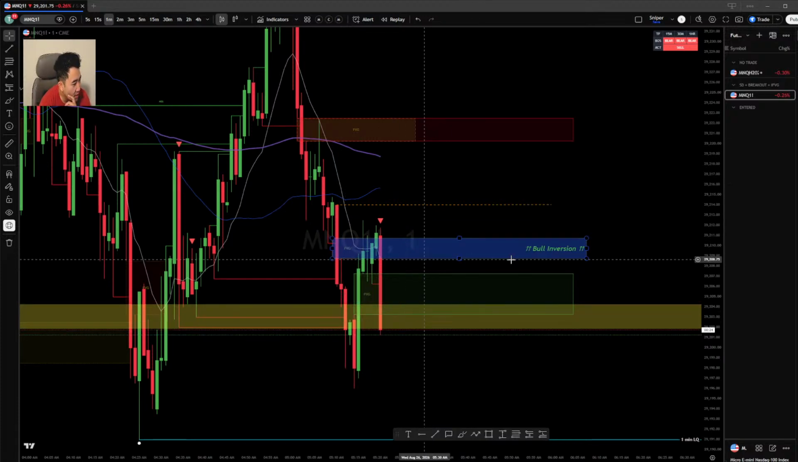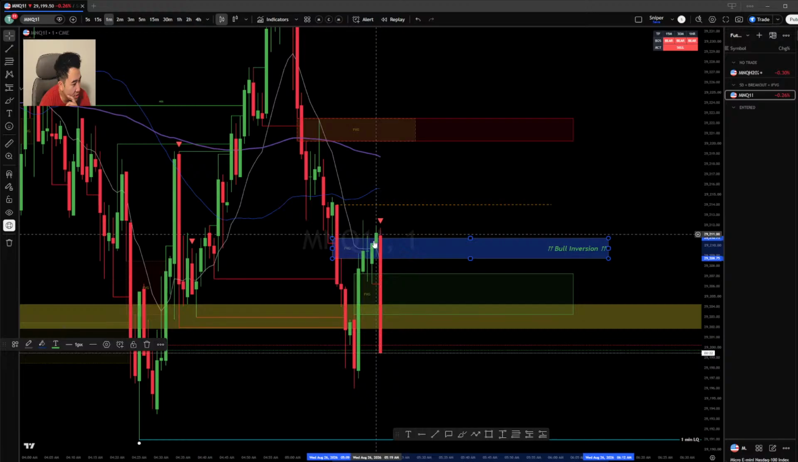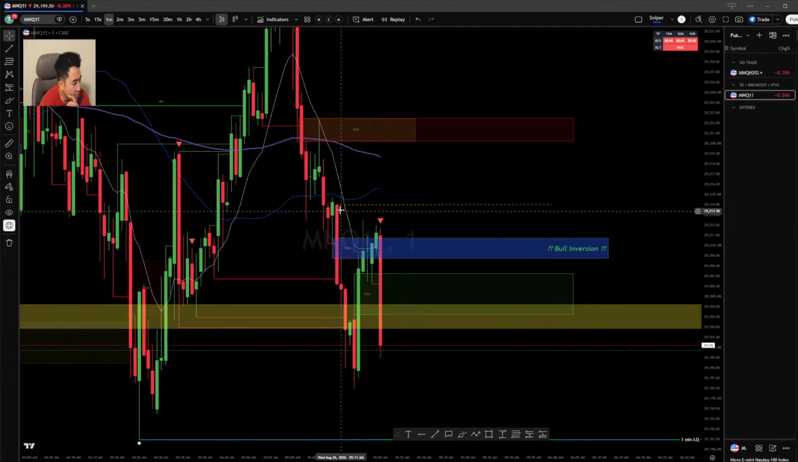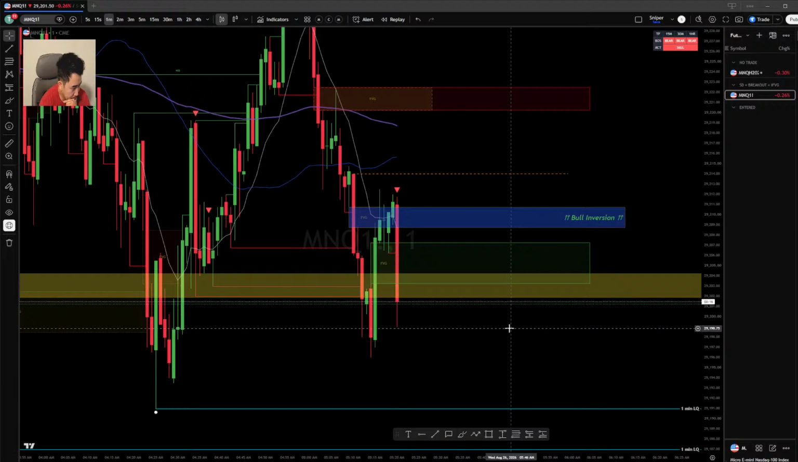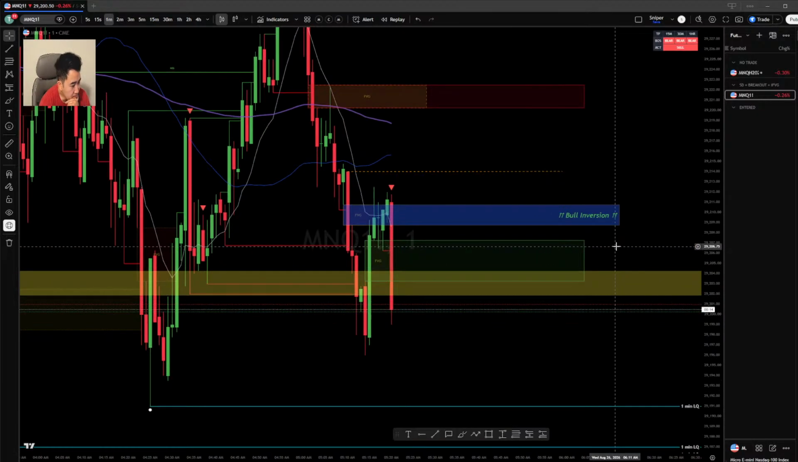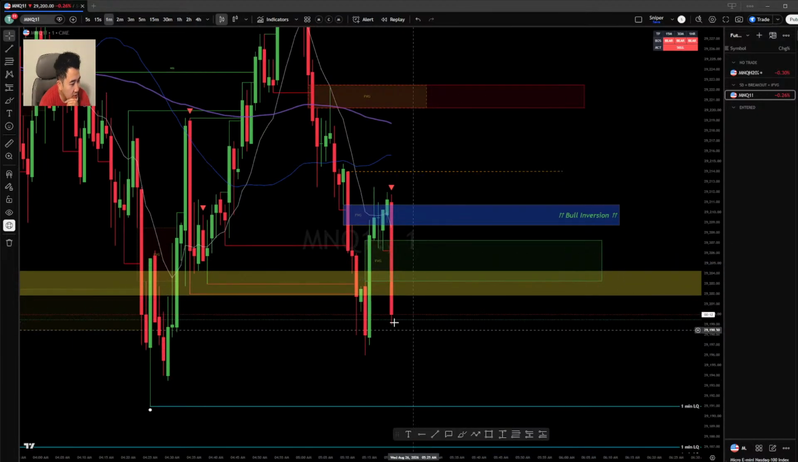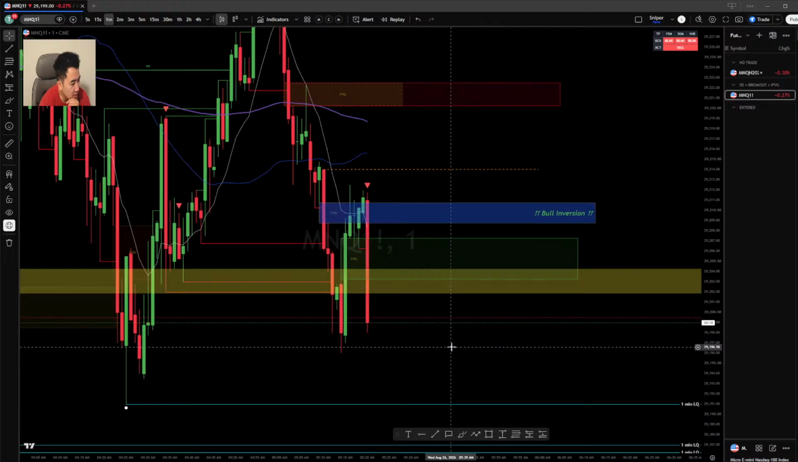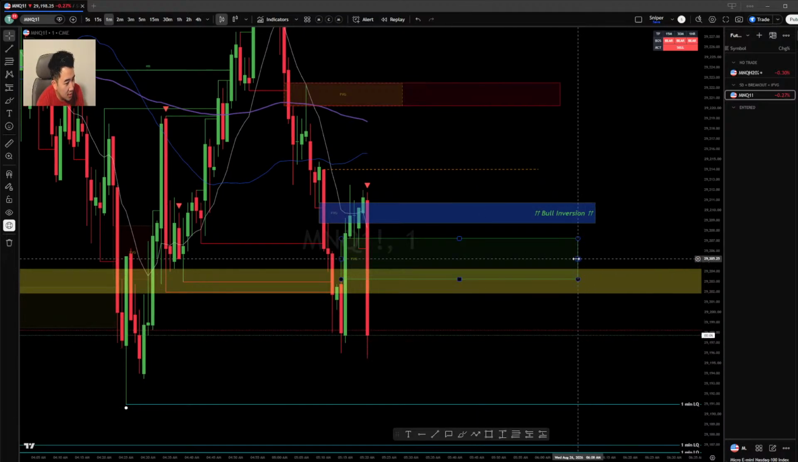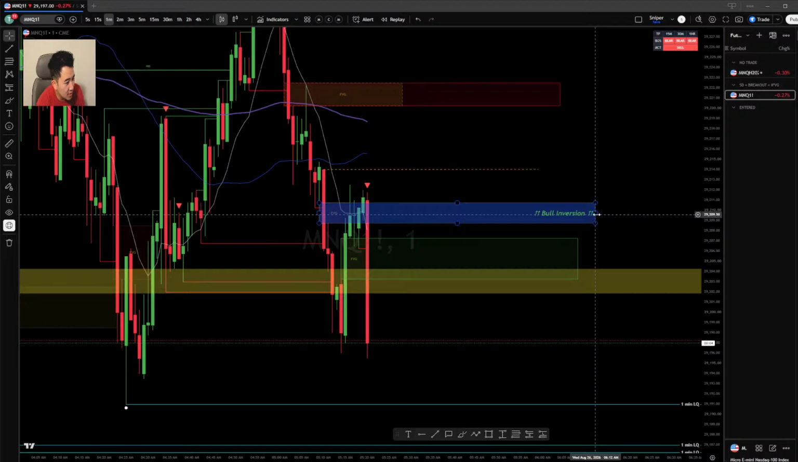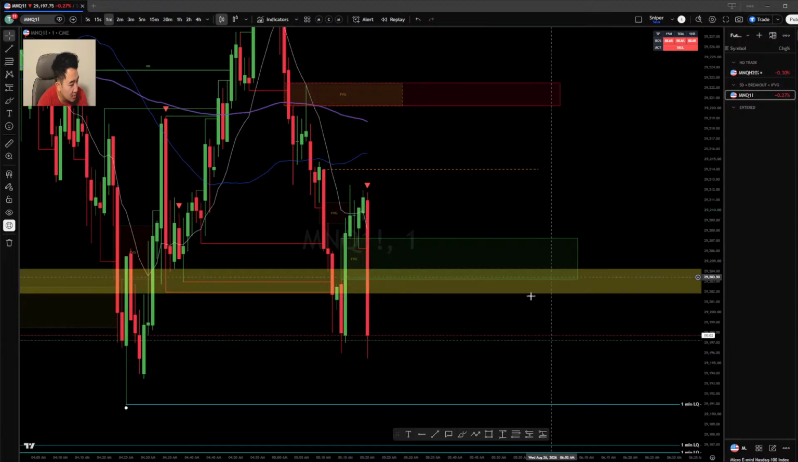Because even though you have a bullish inversion, there's still a lot of sell pressure from the candle body high here. Now if this candle closes through these areas, it's most likely going to close through. It doesn't look like it's going to hold up.